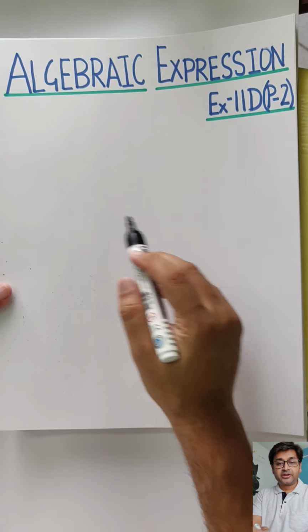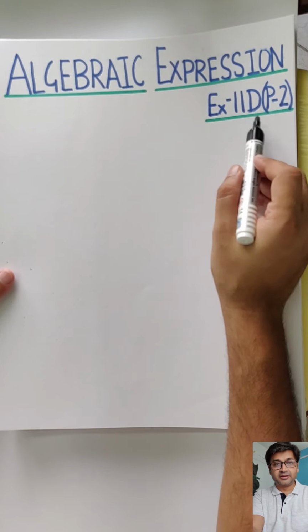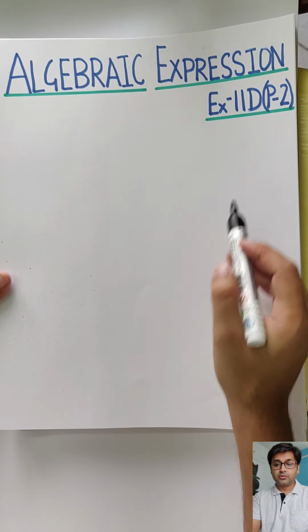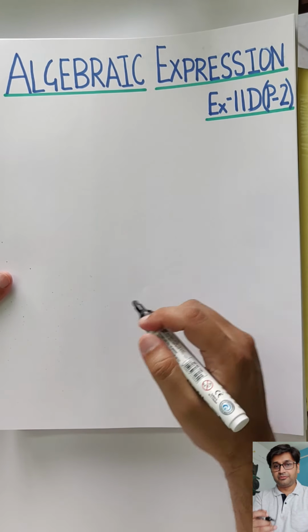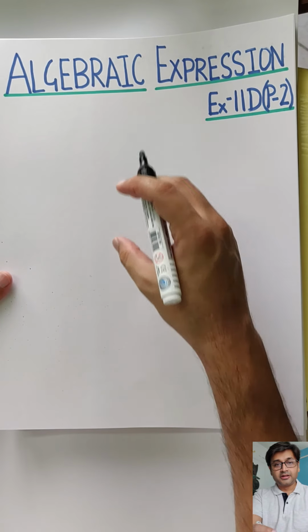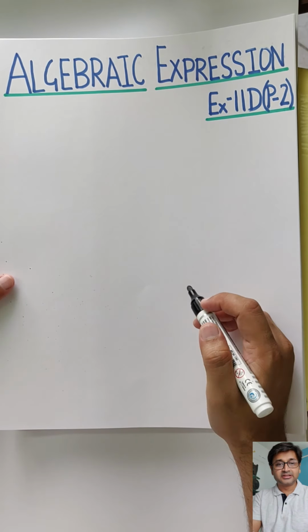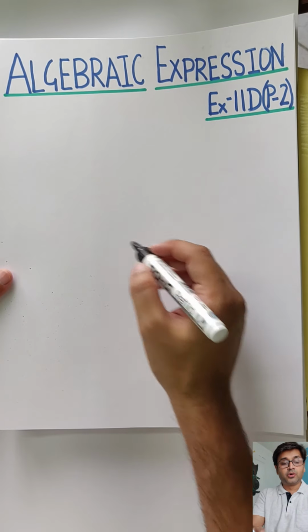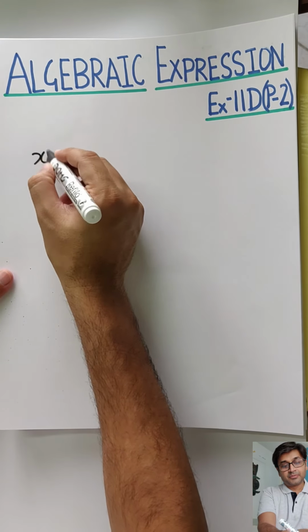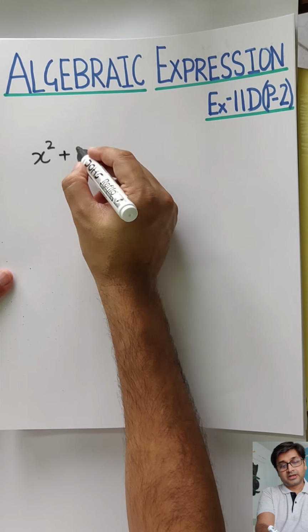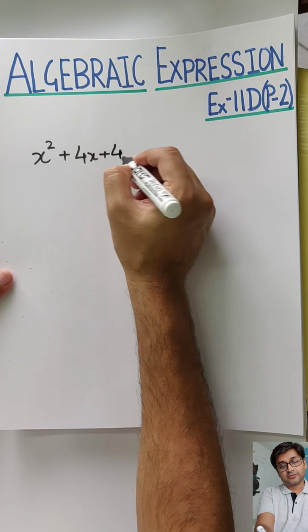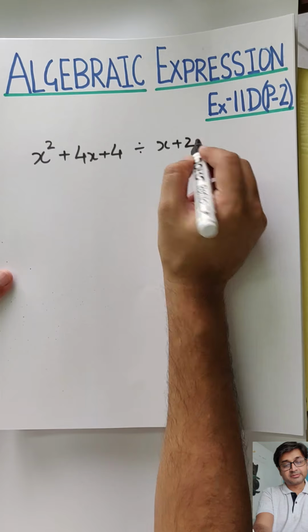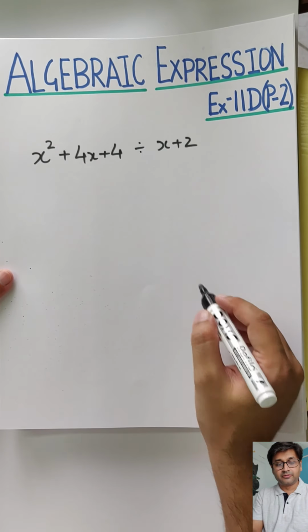Hi, we're getting into algebraic expressions exercise 11D part 2. In the last video, we had done 11D part 1 wherein we just divided by writing the numerator, denominator and cancelling whatever was getting cancelled. But now that's not the case. We are going to go a little further. For example, if we have x square plus 4x plus 4 to be divided by x plus 2, how are you going to divide this?